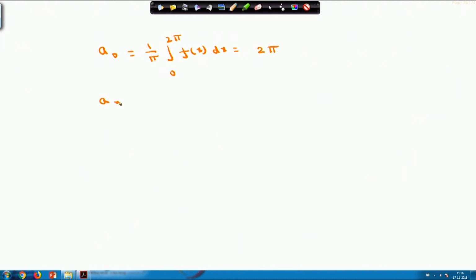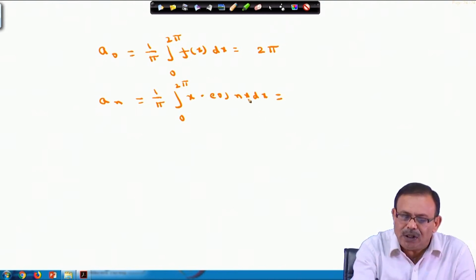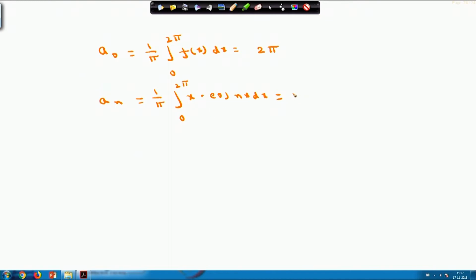Your a n equals 1 by pi integral 0 to 2 pi f x into cos n x dx. What is f x? f x equals x is an odd function. So, this becomes odd, and your a n is 0. Without calculation also we could have told.